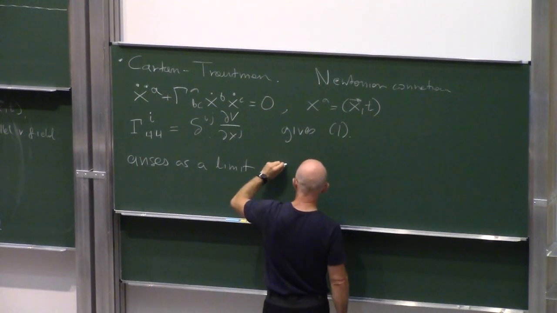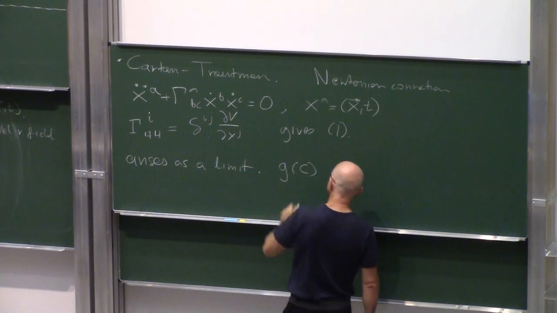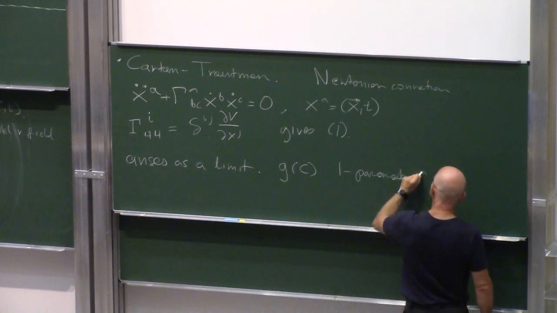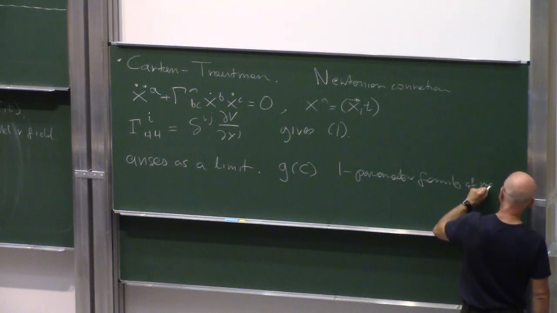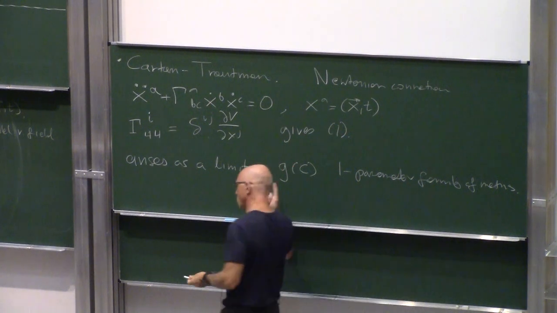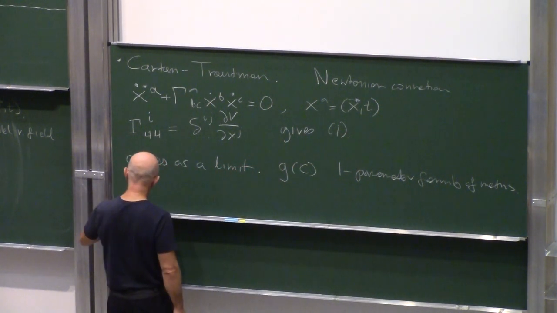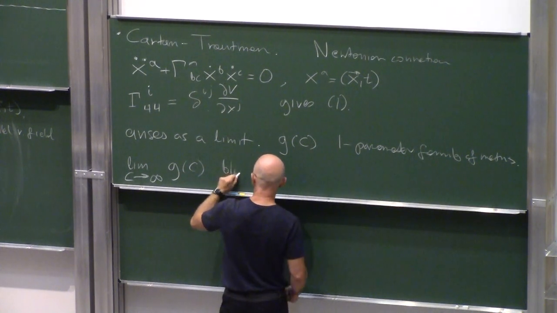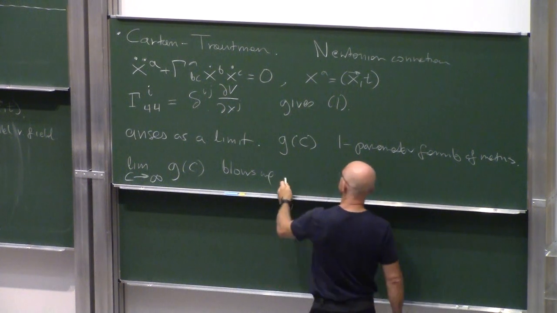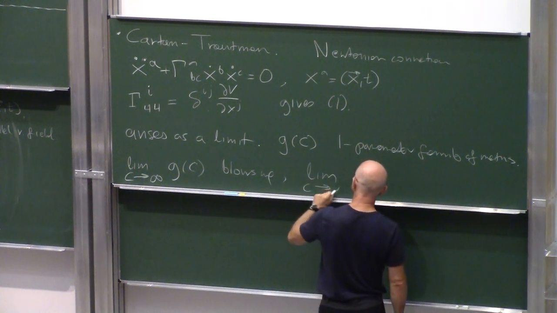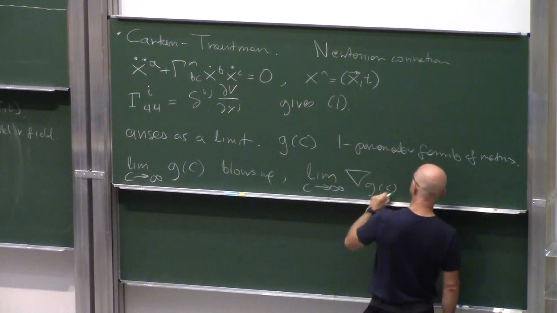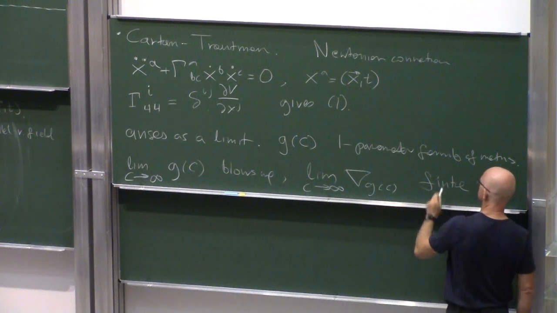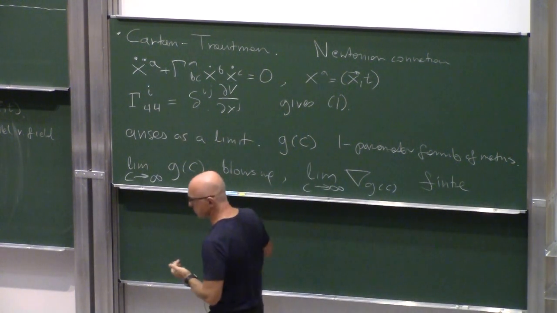And the way you do that is you take a one parameter family of metrics, let's say little g depends on c, where c stands for speed of light. What happens then is if you take a limit where c goes to infinity of g_c, this limit does not exist, so it blows up. However, if you take the limit as c goes to infinity of the Levi-Civita connection of g_c, well, in the right circumstances, that stays fine. And it's good to check for yourself that it really happens.